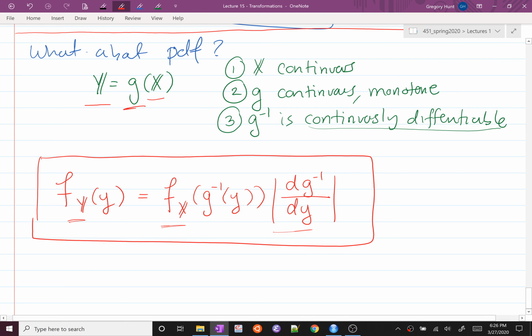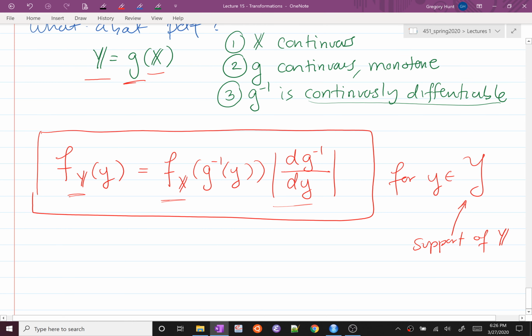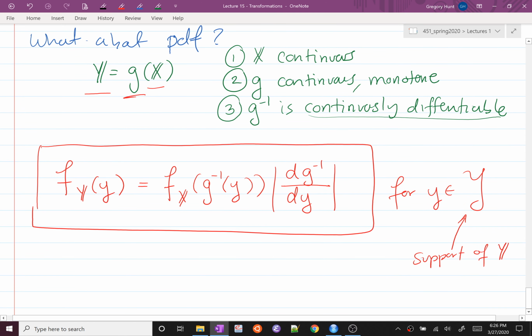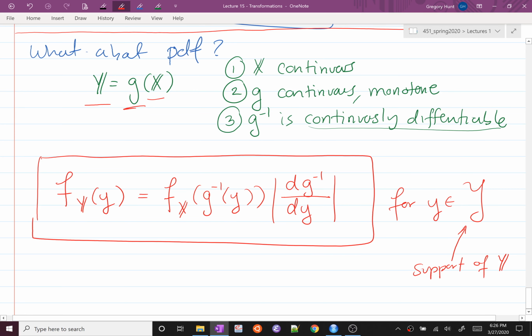So this is the formula, and this is true for all little y that are in capital Y, and here capital Y is the support of my random variable y. It's 0 elsewhere. So implied in this is that my PDF of y is 0 outside the support of y, right? And that's the kind of general case we use. Okay. So it looks a bit intimidating at first, but it's not that bad. It's just f of x evaluated at the inverse, but then it's just multiplied by the absolute value of that derivative.